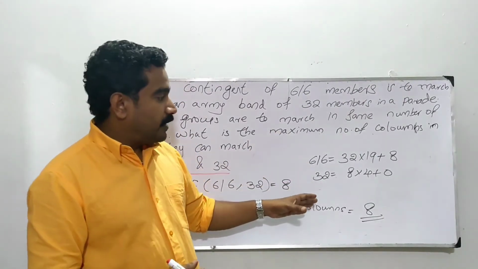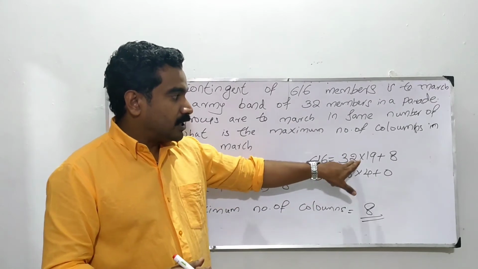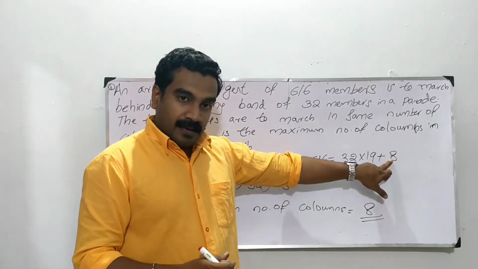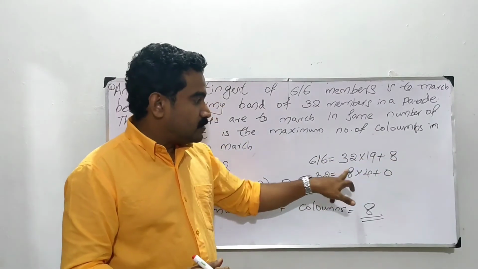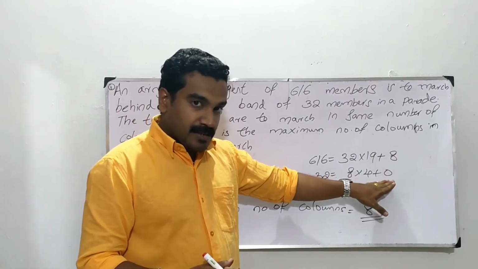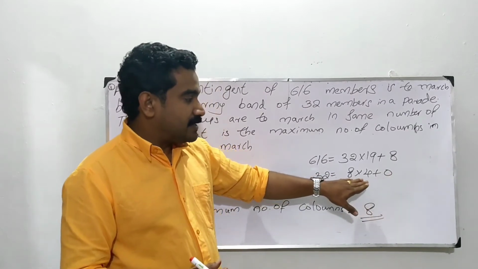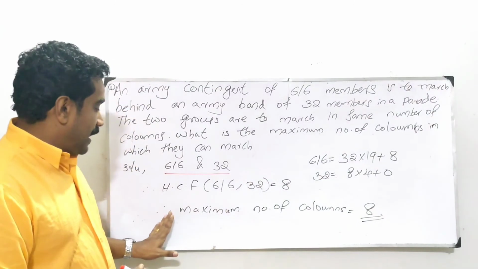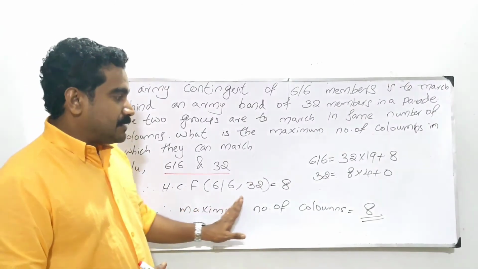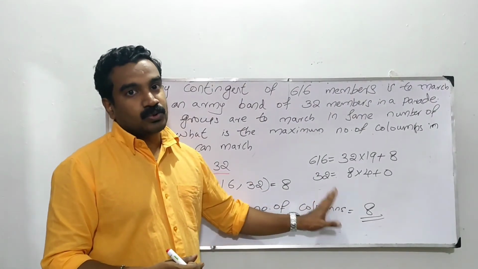Here we are using the Euclid division algorithm. 616 equal to 32 into 19 plus 8. Here the remainder is not 0, so we again take 32 and 8. 32 equal to 8 into 4 plus 0. Now the remainder is 0. At the time the remainder is 0, the divisor is 8. That's why the HCF is 8. So we can conclude the answer, that is the maximum number of columns is equal to 8.